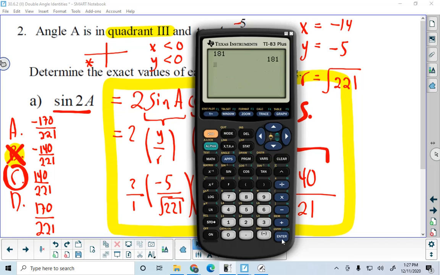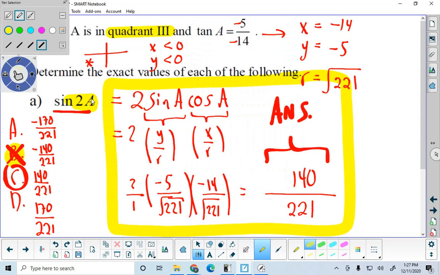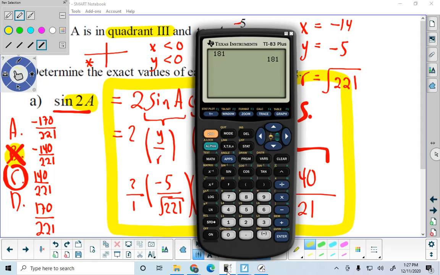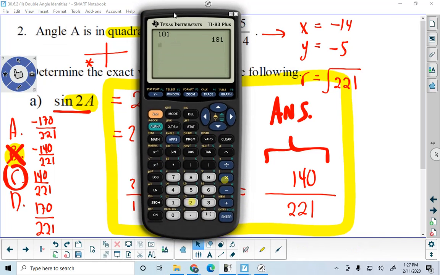Okay? But we're not finding the sine of A. We're finding the sine of 2A. So I'm going to double A. If I double A, I get 362 degrees. And guess where 362 degrees is going to be? It's going to be in quadrant 1, where y is positive, so sine is positive.